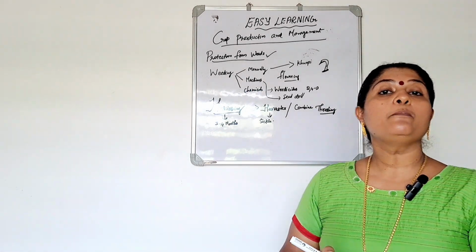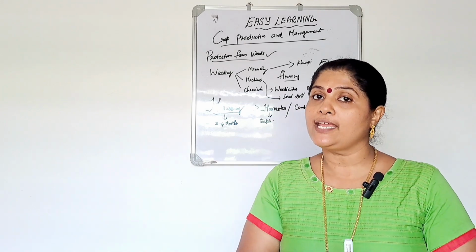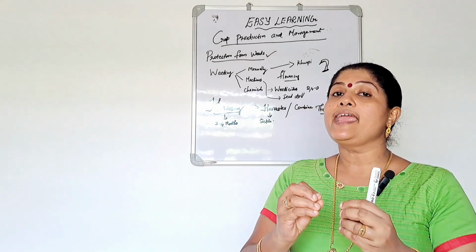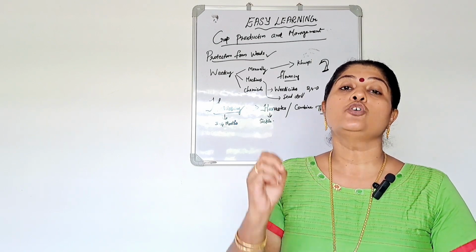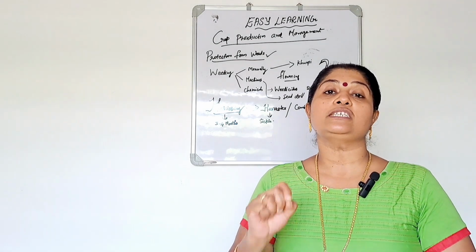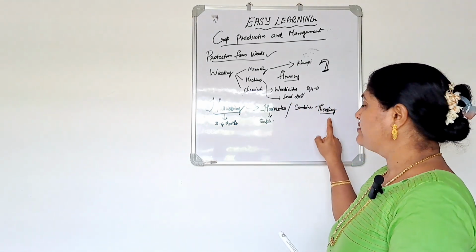Threshing means the process of removing the grains from the chaff. After cutting the crop, the grains present on the plant should be removed. That process of removing or separating the grains from the chaff is known as threshing.